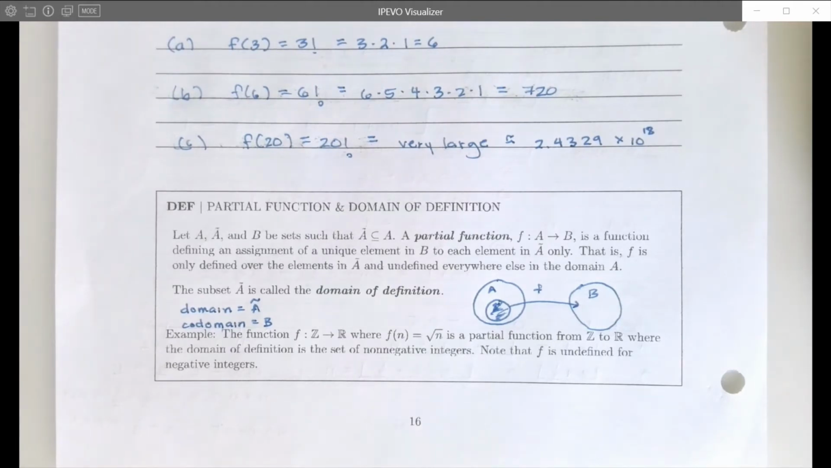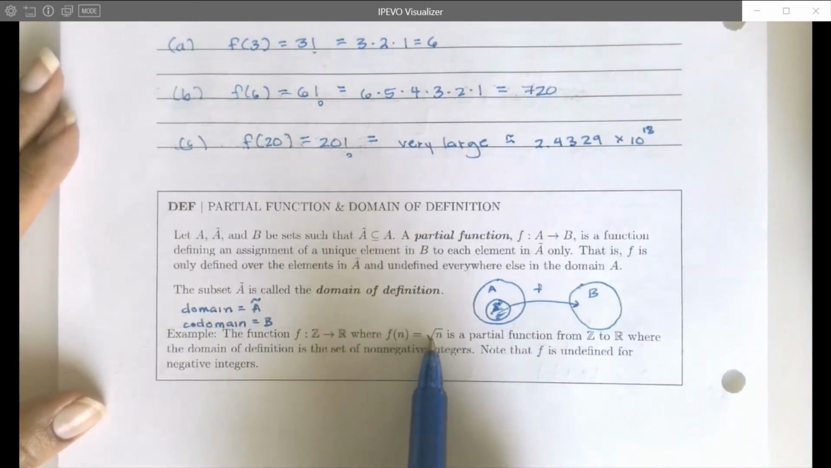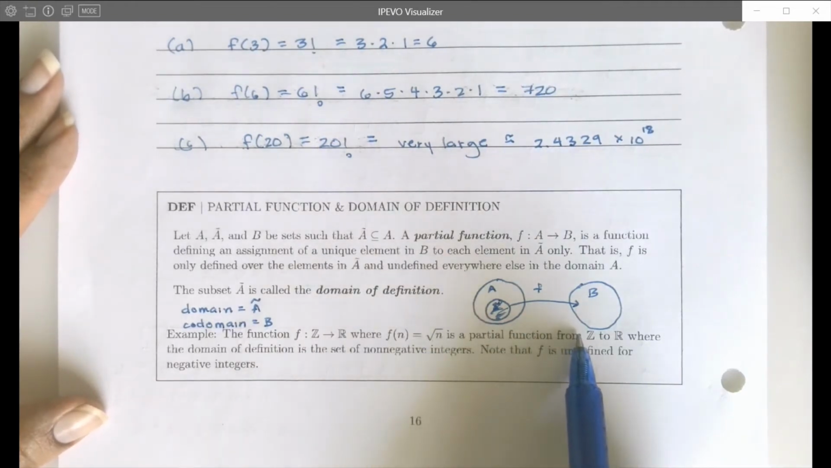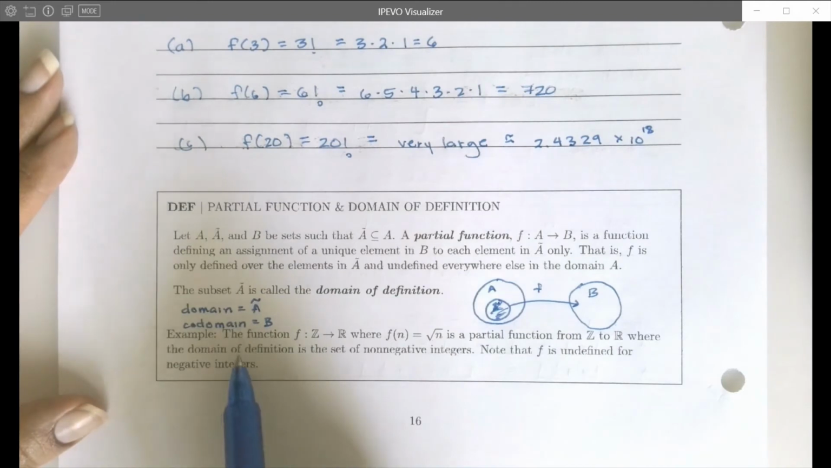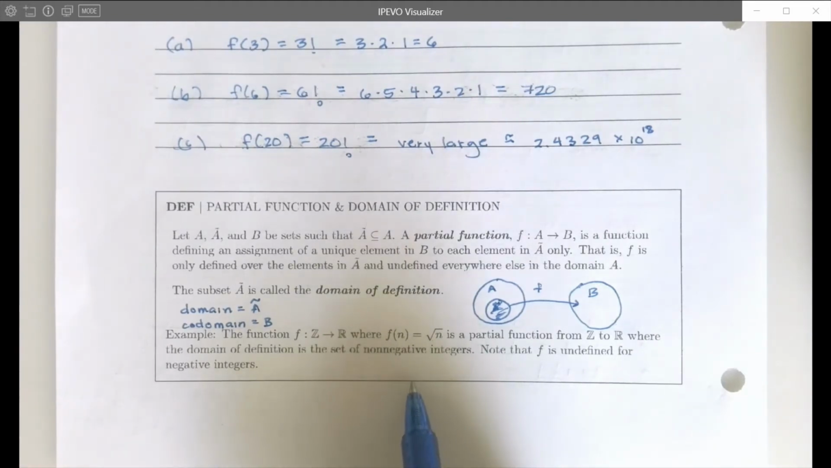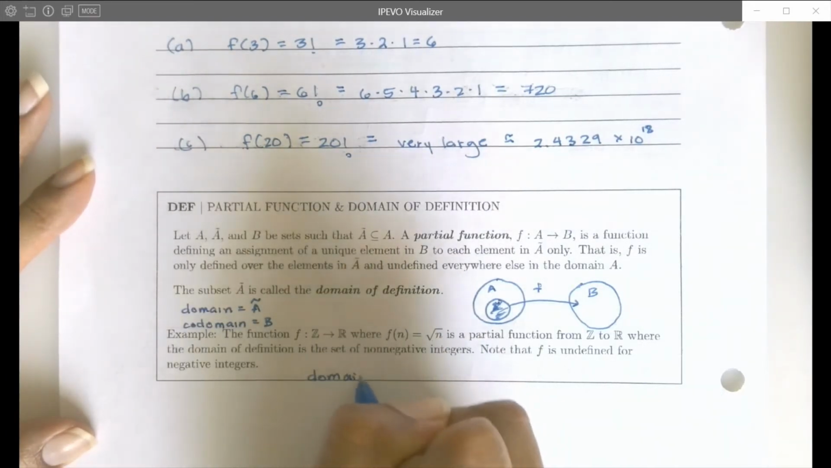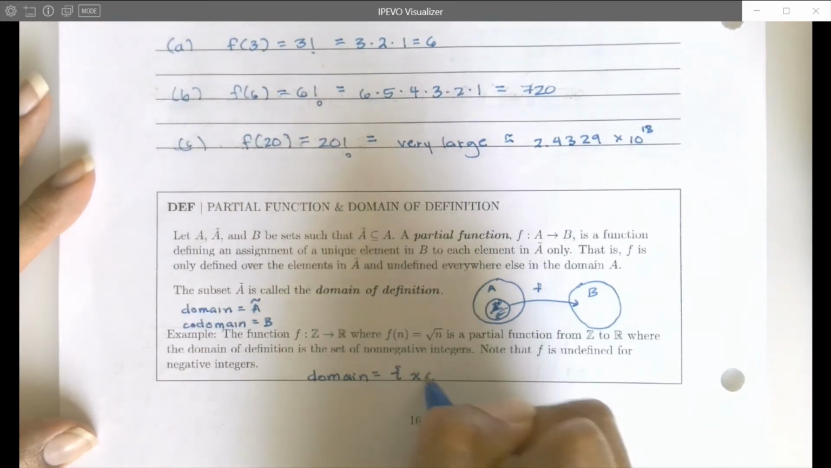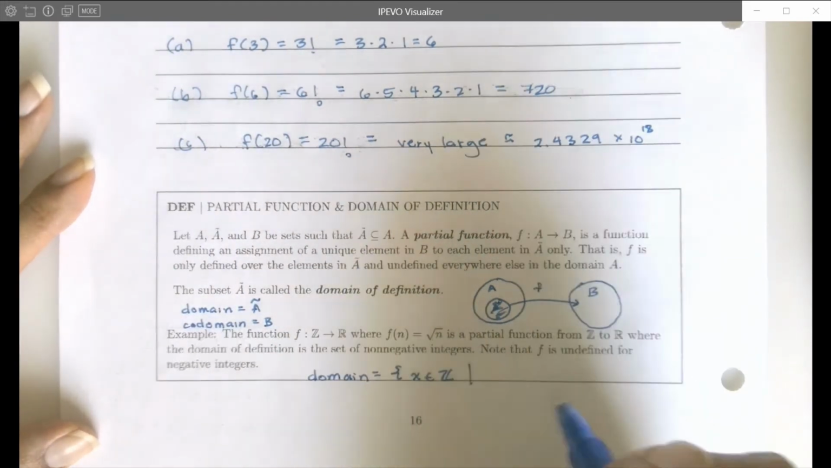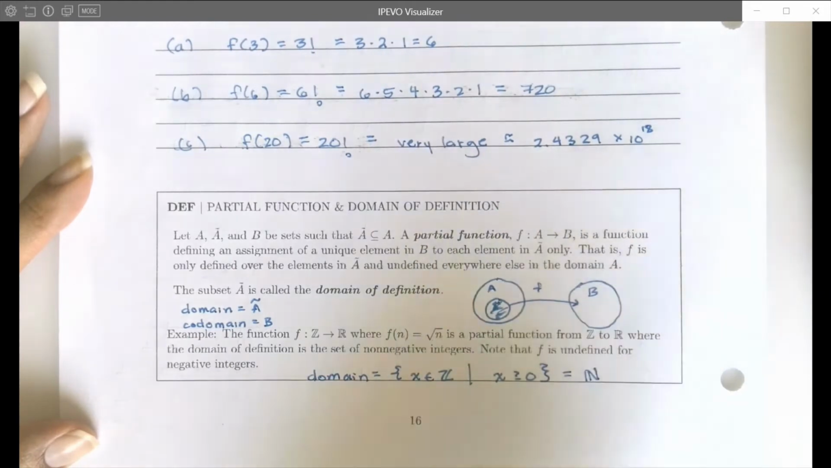As an example, you can consider the function defined from the set of integers to the set of real numbers that consists of f of n is equal to the square root of n. And that would be a partial function where the domain of definition is the set of non-negative integers. So in this case, the domain would be non-negative integers, meaning we would define it as the set of all integers such that they are greater than or equal to 0. Or in other words, the natural numbers.